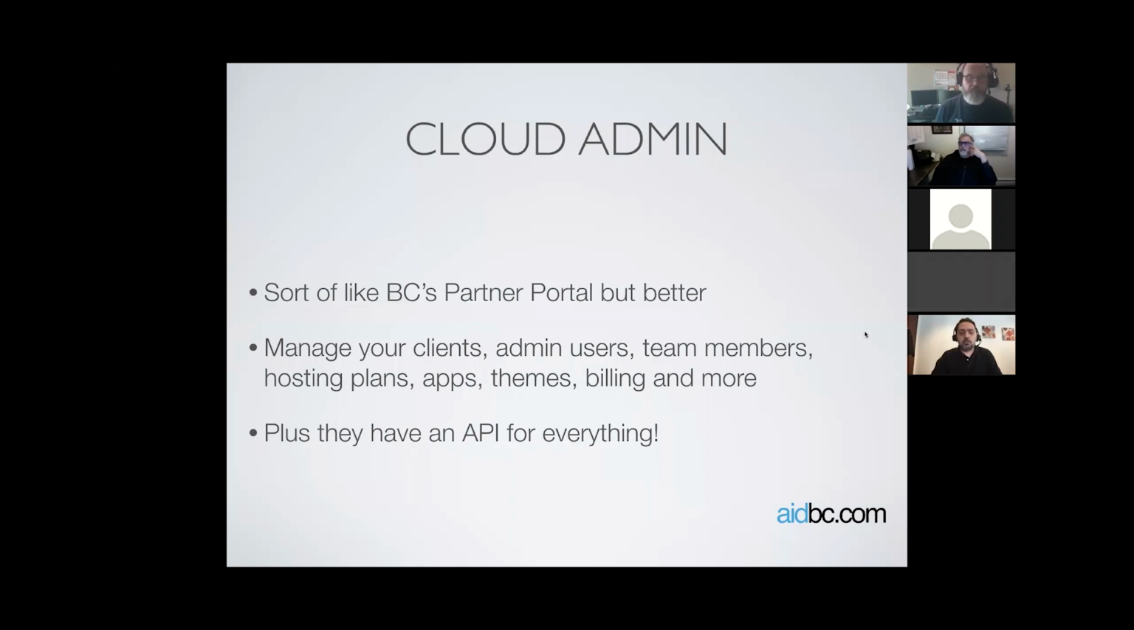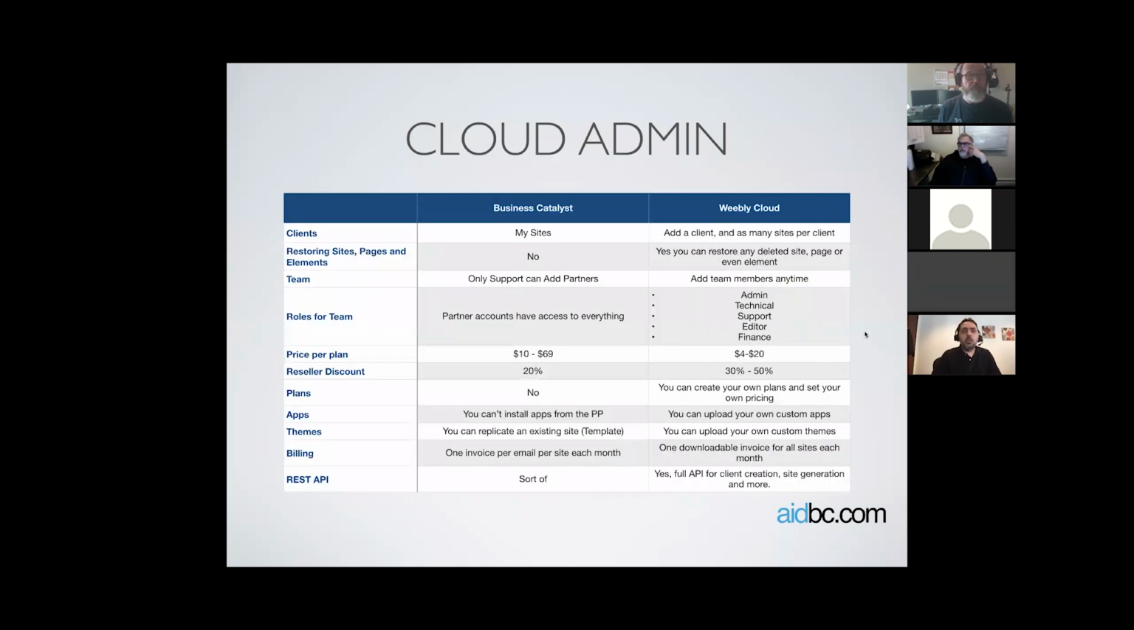Even internally, they have a blog API, for instance, so you can get a list of blog posts via their API. Their pages have an API, themes have an API, and so forth. It's something that we've always wanted for BC, but they have it built in. So here's a comparison chart between the BC Partner Portal and the Weebly Cloud Admin.